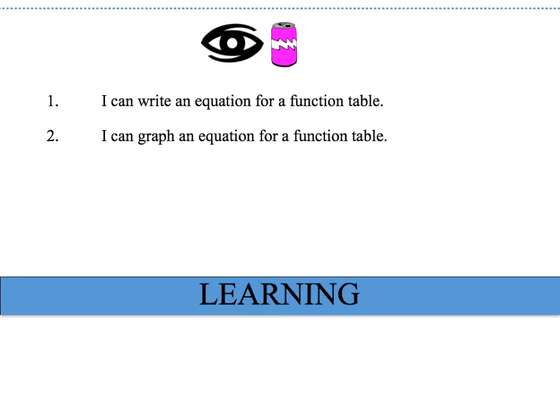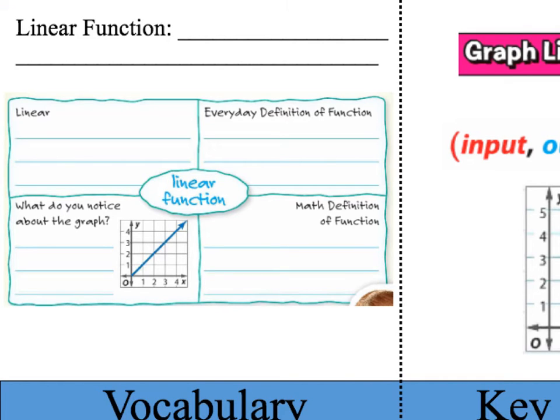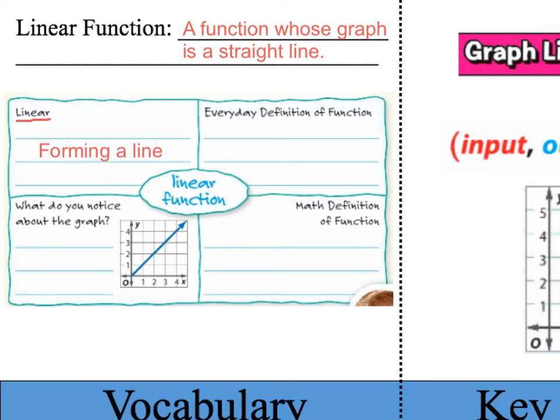The first learning objective for this lesson says I can write an equation for a function table, and the second one says I can graph an equation for a function table. Our first vocabulary word is linear function, and a linear function is a function whose graph is a straight line. The word linear means forming a line, because I can see the word line in linear.